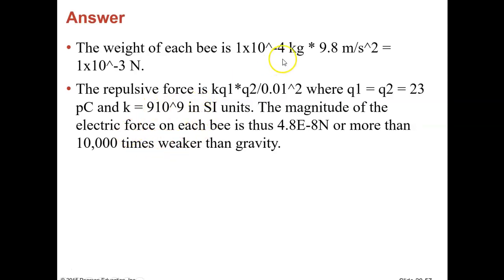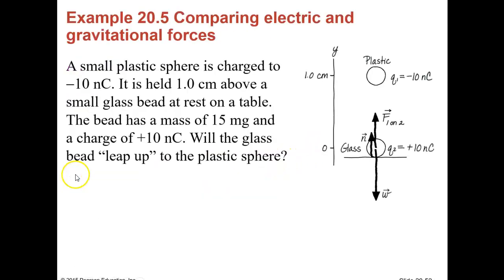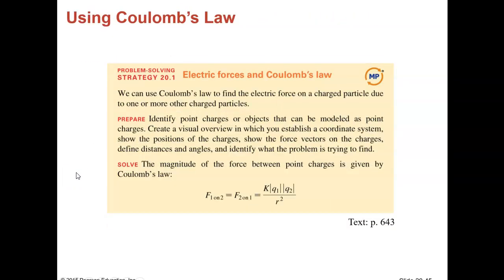So the magnitude of the electric force between them is 1 times 10 to the negative third squared times 9 times 10 to the 9th divided by 0.01 squared, which is 4.8 times 10 to the negative 8th newtons. That is much less than the force of gravity in this particular case, so that charge won't do much to them. So when we're looking at Coulomb's law, it's all about looking at the formula here and seeing what happens between two objects.